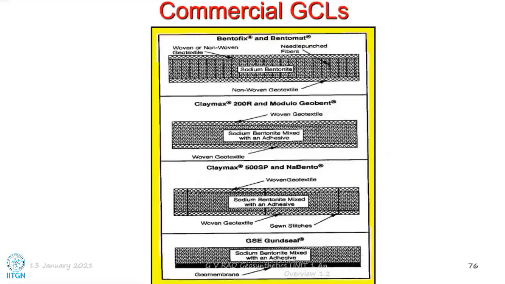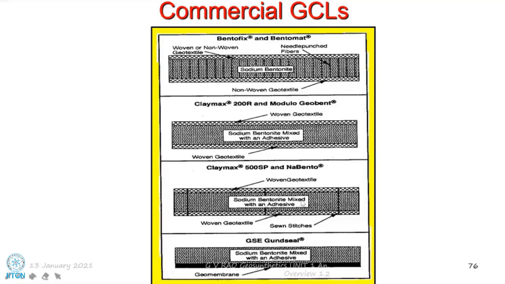And we can have different kinds of GCLs depending upon the manufacturer. Earlier we have seen this kind of thing. Bentofix or Bentomat really means that we have this needle punching done, and the top layer can be woven or non-woven geotextile. The base layer is a non-woven geotextile. Sometimes woven is placed as a carrier, and then bentonite, and then woven geotextile. It all depends upon the company which is making it. We have to look at performance characteristics to decide how good it is compared to a clay liner.